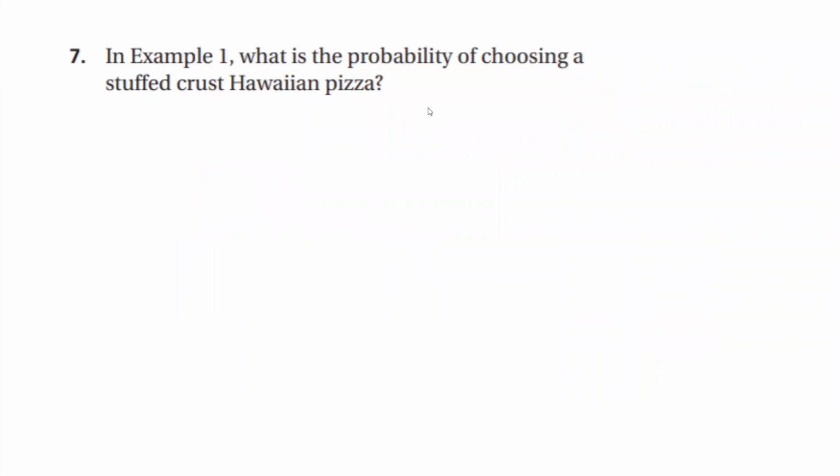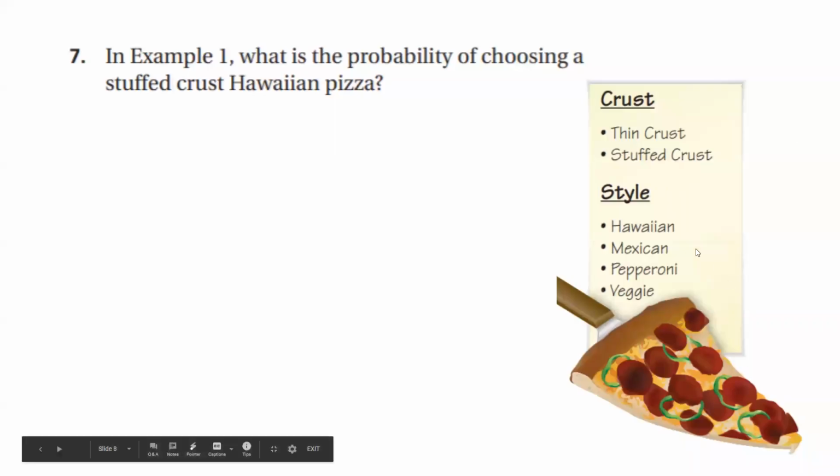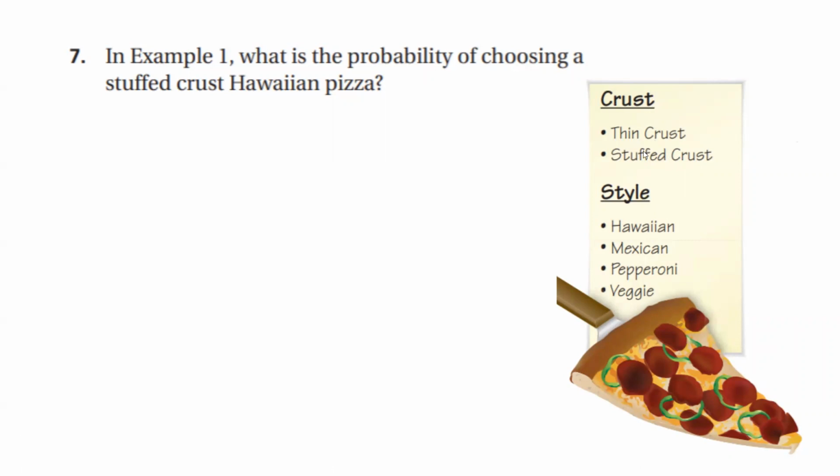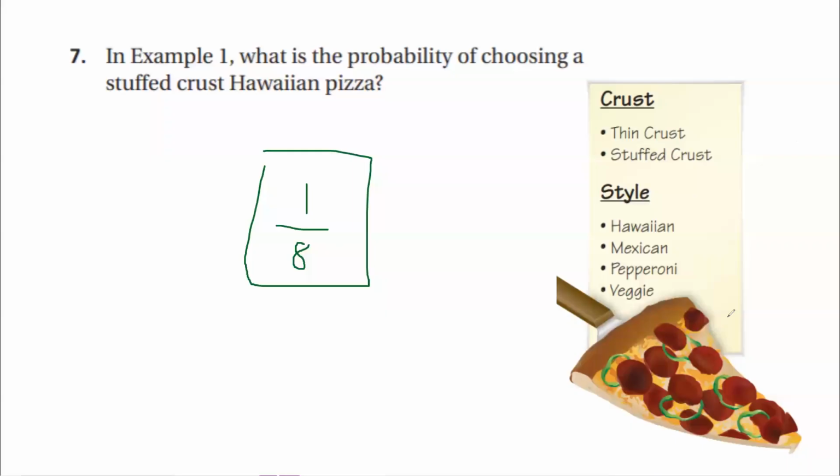I've got one last problem for you. It says in example one, what is the probability of choosing a stuffed crust Hawaiian pizza? So let's bring up example one. And here is the work from example one. So we've got two different crust options, and then we've got four different style options. So try to figure out by yourself, what's the probability of choosing a stuffed crust Hawaiian pizza? Pause the video, check your answer with me when you're done. And hopefully you ended up with the answer 1 out of 8.